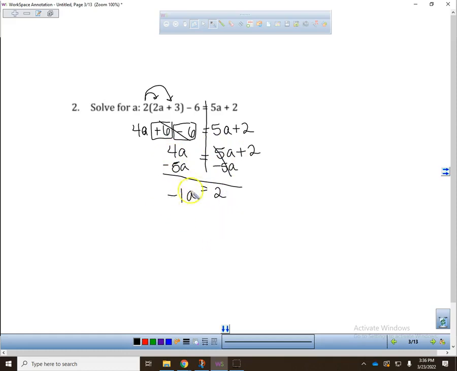The last step, I can't be left with a negative variable, so I'm going to go ahead and divide by negative 1, and I'm left with a equals negative 2. I want to go ahead and just check my answer.